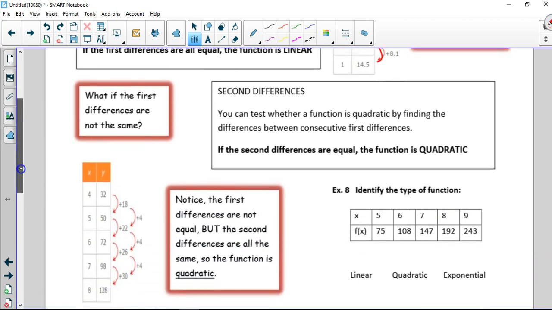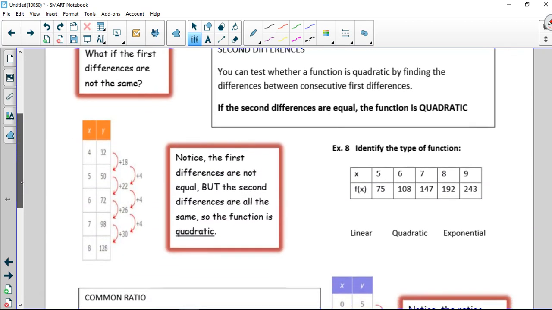Now, what if they're not the same? Like here, we go up 18, then we go up 22, then 26, then 30. What we do then is we look at the second difference. Okay? And notice that, yeah, it goes up 18, then 22, then 26, then 30. But the second difference is plus 4, plus 4, plus 4. So the second time around, it's going up by 4. That makes it a quadratic function.